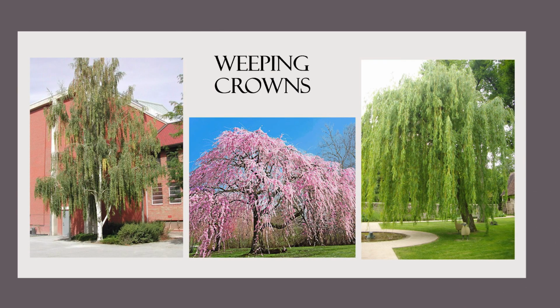Okay, weeping crown types, like I'd mentioned before. These are fun because, again, they're very thin leaves and they hang, everything hangs down. So you can see the birch to the left side by that barn image. And then the one in the middle is a cherry tree. And then the one to the right is a willow tree. And each of these is this weeping form. So they're fun, they're a little different. They're not as common as the other ones.